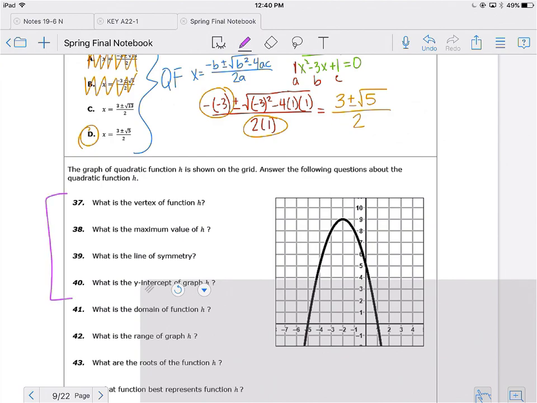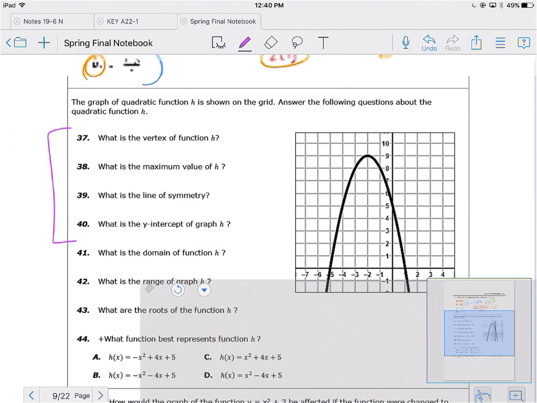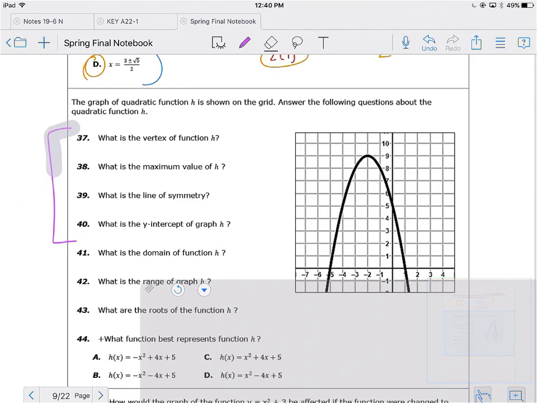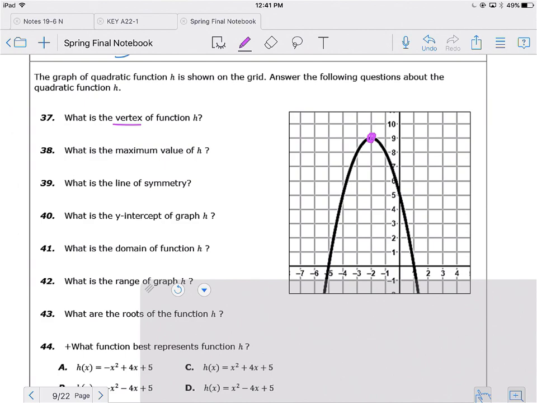This video will cover 37 through 40, where we are asked to use this graph to answer questions, which is good because we don't have to use a calculator. We just need to know what those vocab words are. So vertex is your highest or lowest point. In this case, if you were to walk up this mountain, it would be where would you be at the very top of the mountain before you had to go down. So that is the point -2, +9.